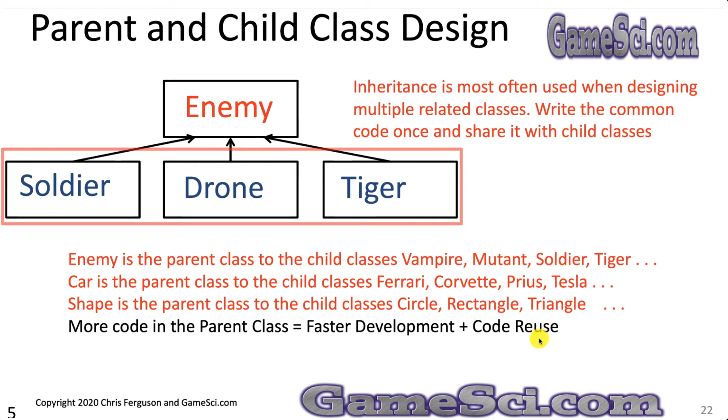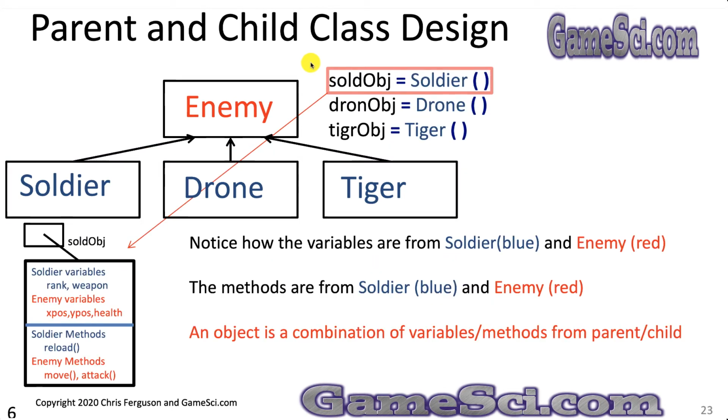They can take advantage of the code reuse. Write once in the parent class and use it over and over again in the child classes. Let's see it in action. Create a soldier object equals soldier. That'll build me in memory a soldier object, and I'll assign a reference to the soldier object.